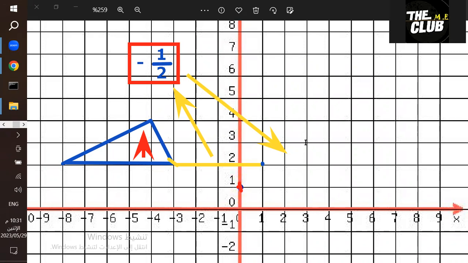But if it says positive, the new distance means go back from the point. Because a positive scale factor means the shape and the image are on the same side as each other. But a negative scale factor means that the shape and the image are separated by the point. Okay? Try to understand this.